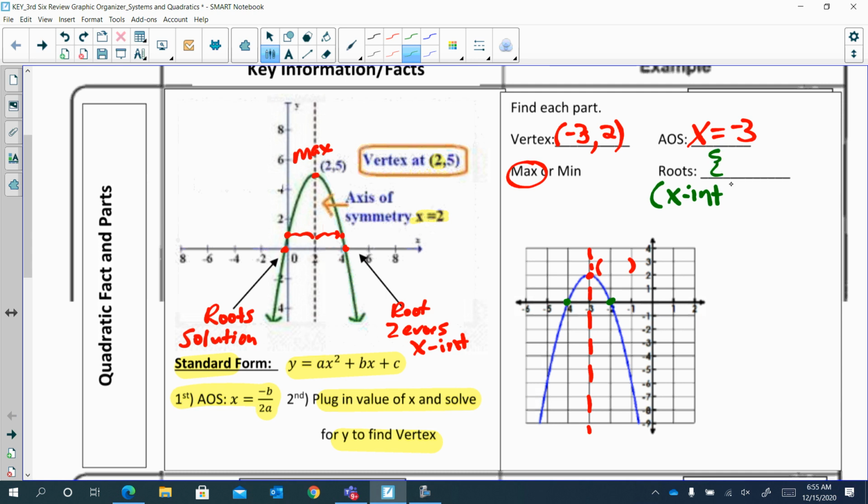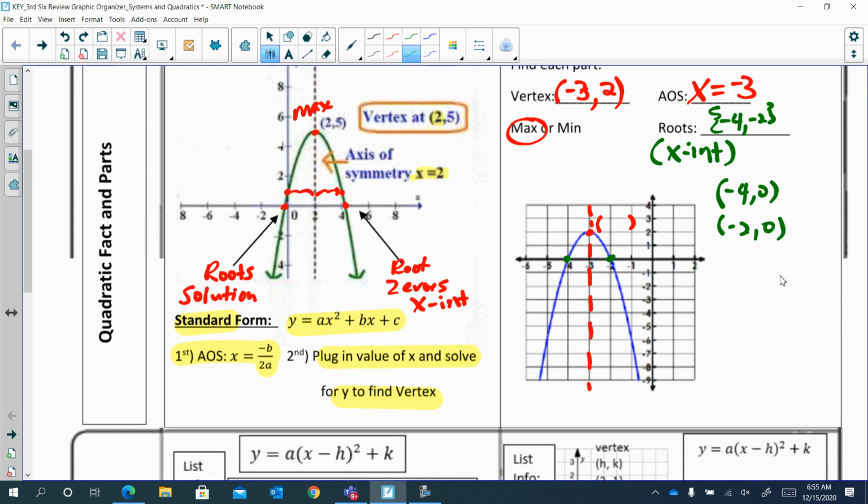Now, if you use a bracket like this, you can just list them. This would be -4, -2. If you use parentheses, you have to list the ordered pairs: -4, 0 and -2, 0. Okay, so those are the parts that we have to be very familiar with. We have to know the difference between opening up, this is an opens up, versus opens down.